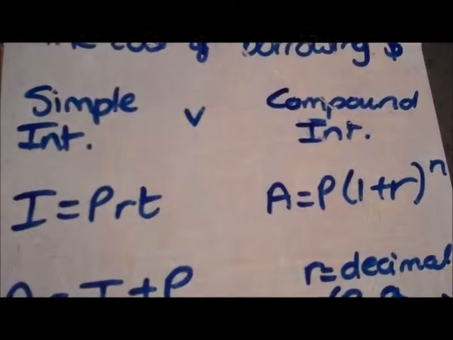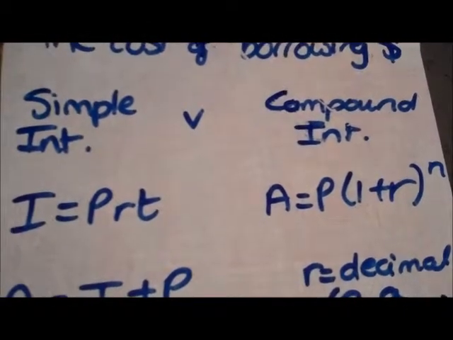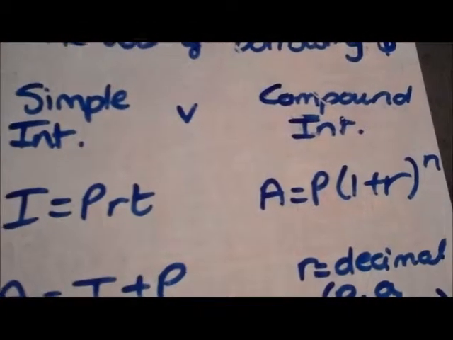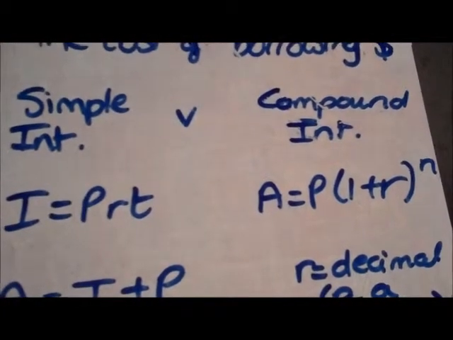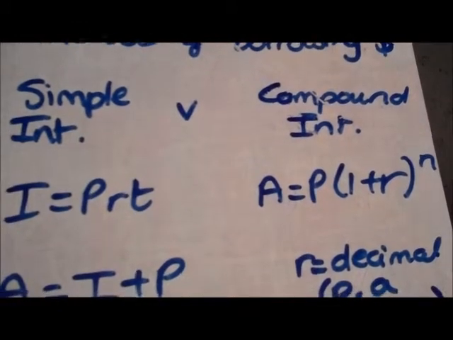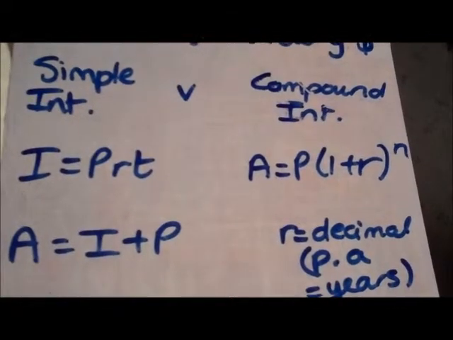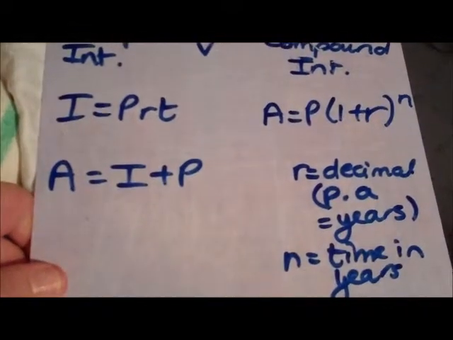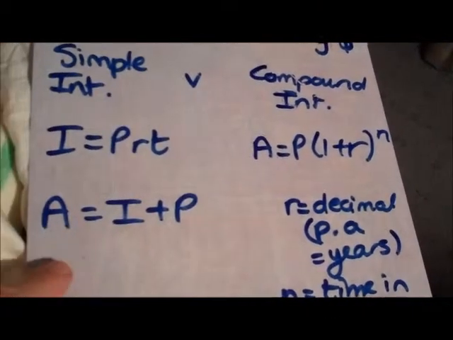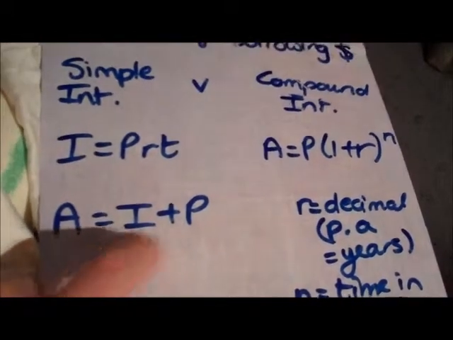So for simple interest, the interest equals the principal, the amount borrowed, the rate as a decimal, so that's the percentage, and time in years. Whereas compound interest, the total amount is the principal multiplied by 1 plus R, where R is a decimal, per annum means per year, and N is the time in years. So for simple interest, you can work out the total amount is the interest plus the principal.